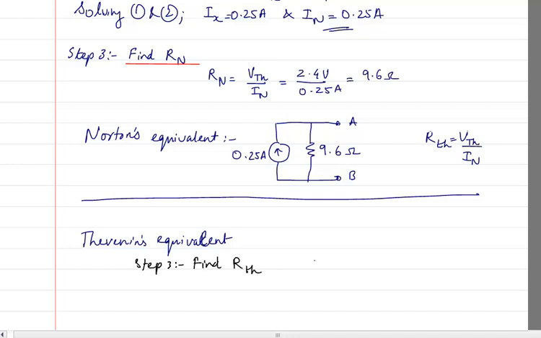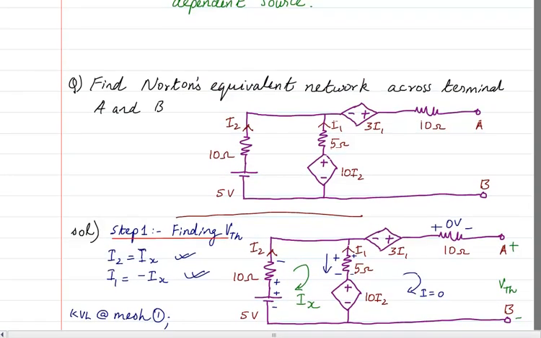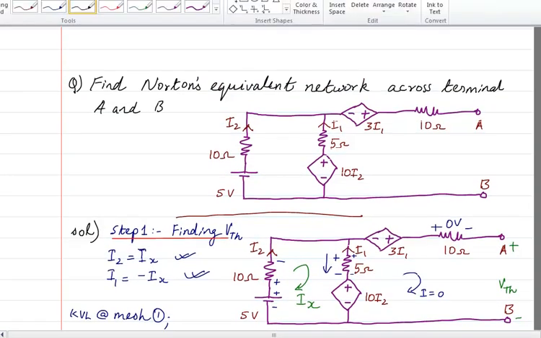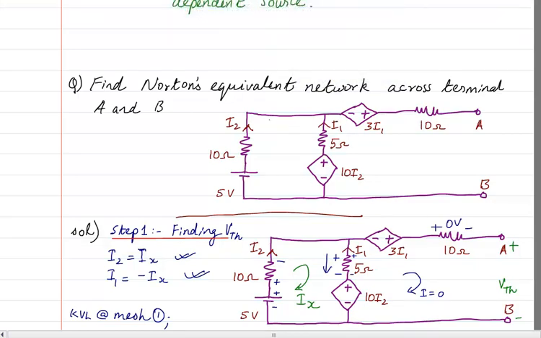And what is the equation? The equation is the same. Rth is equal to Vth divided by In. So once again, let's look at the question. The question is asking, find the Norton's equivalent, correct? They are asking to find the Norton's equivalent.